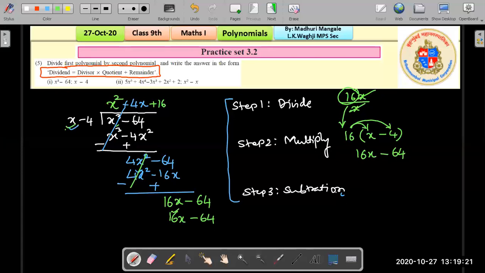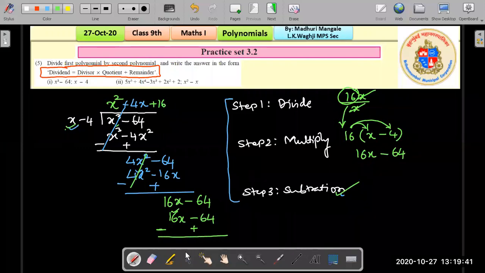And then step 3, subtraction, right? So subtraction means we change the signs of the bottom row and combine the like terms. So changing the signs, positive 16x just gets changed to negative 16x, and negative 64 will become positive 64. And now just check, both are same terms with opposite signs. They will get crossed out over here as well. Negative 64 and positive 64, it gets crossed out. We are left with a 0, right? So far, what have we got? We got the remainder. Remainder is equal to 0.